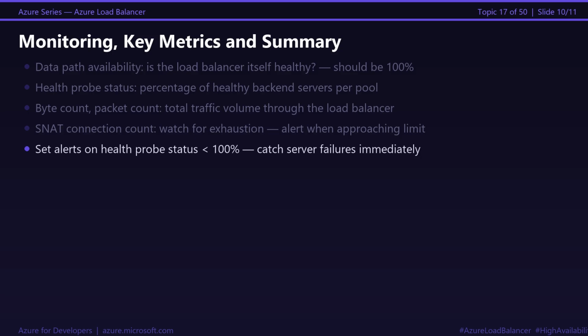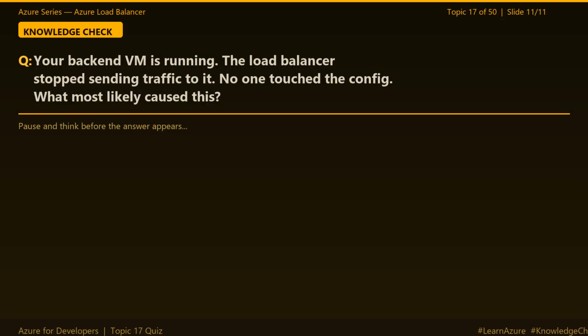The VM is running, but your application on that VM is not passing its health check. Maybe the web server process crashed. Maybe the app is throwing 500 errors. Maybe the database connection is gone and the health endpoint is timing out. Here's the key insight. The load balancer doesn't care if the VM is powered on. It only cares if the health probe succeeds. A running VM with a failing probe gets 0 traffic.